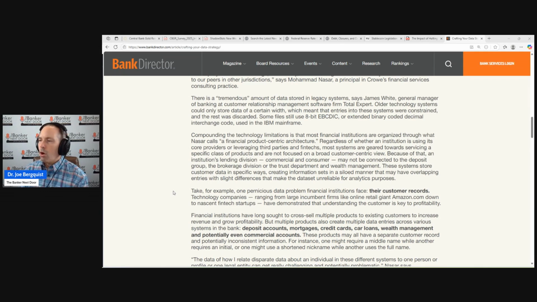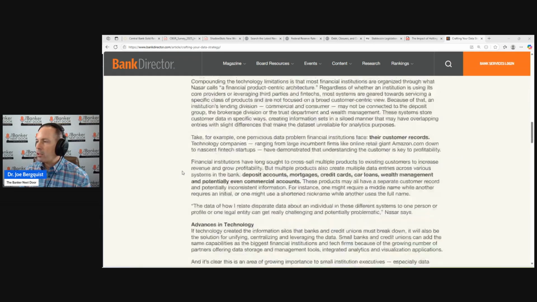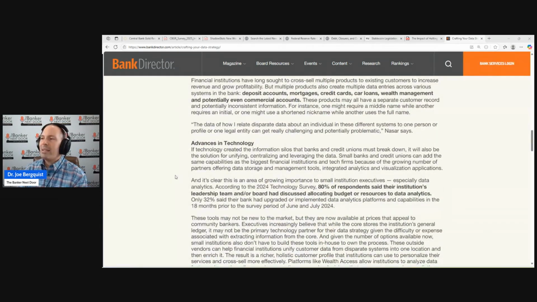Financial institutions have long sought to cross-sell multiple products to existing customers to increase revenue and grow profitability. But multiple products also create multiple data entries across various systems in the bank: deposit accounts, mortgages, credit cards, car loans, wealth management, and potentially even commercial accounts. These products may all have a separate customer record and potentially inconsistent information. For instance, one might require a middle name while another requires an initial, or one might use a short nickname while another uses the full name.